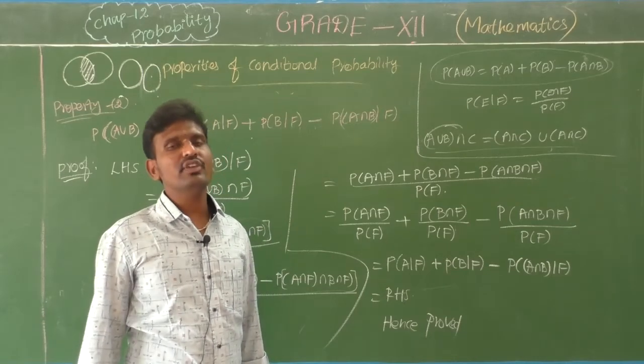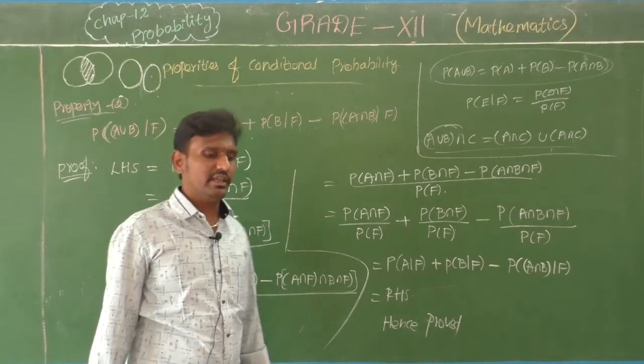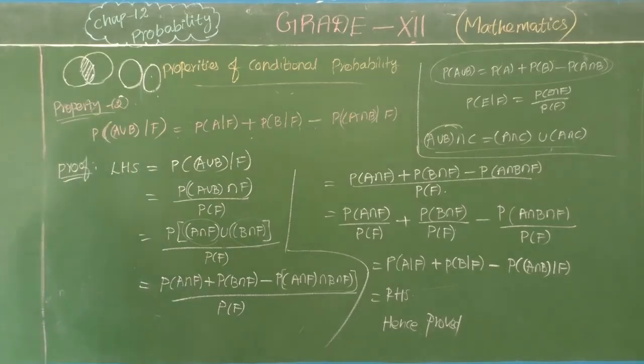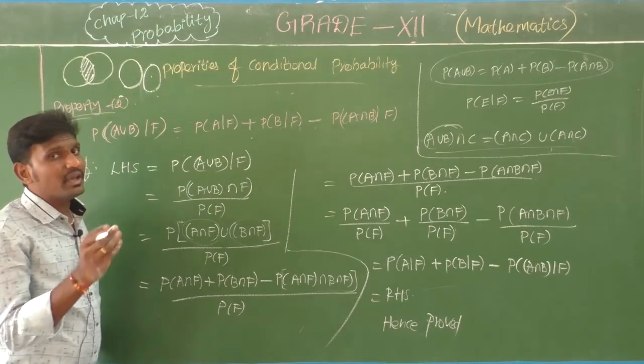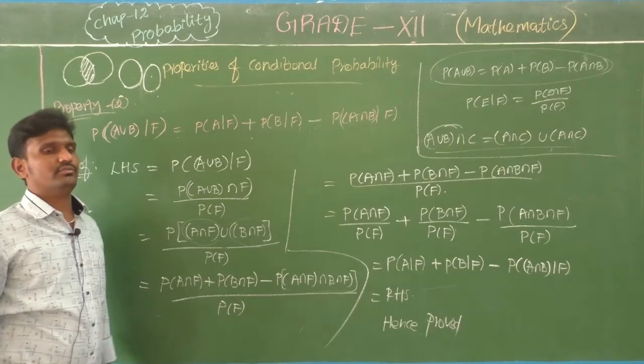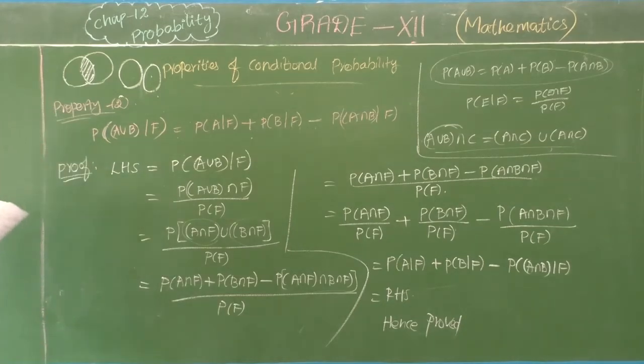So which type of events is called mutually exclusive events? Okay? So for mutually exclusive events, there will be no intersection. Here there would be an intersection, here there would be no intersection. So the formula will come as P of A by F plus P of B by F. That's all. Have you got it? The second property. What is the second property? P of A union B by F, which is equal to P of A by F plus P of B by F for mutually exclusive events, which are disjoint events.